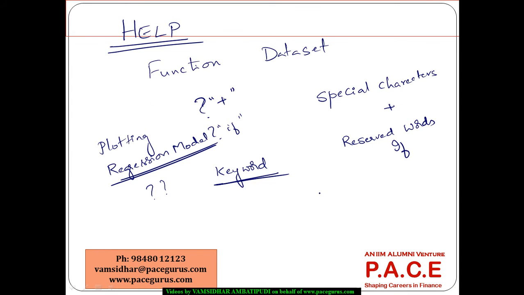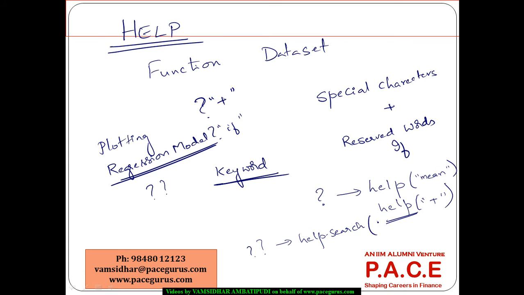And the other way is that the question mark can even be replaced by a function called help. So I could have typed help and in the bracket given mean, or I could have typed help and in the bracket given plus. So the question mark can very well be done with help, and double question mark can very well be done with help.search. Help.search regression model.